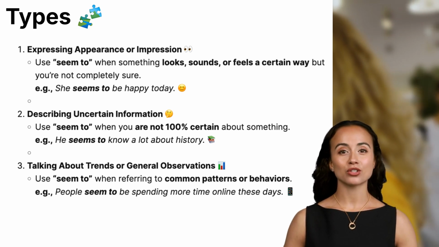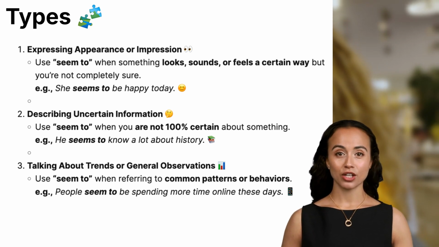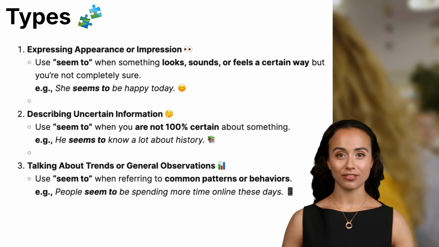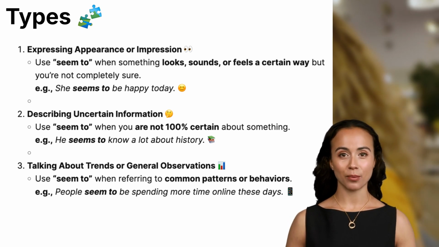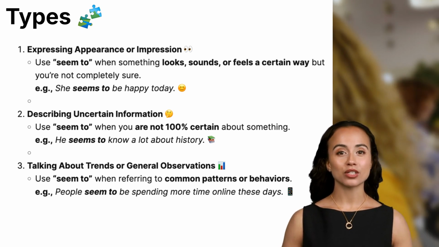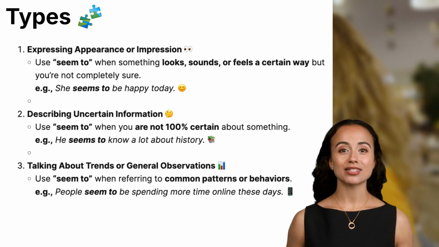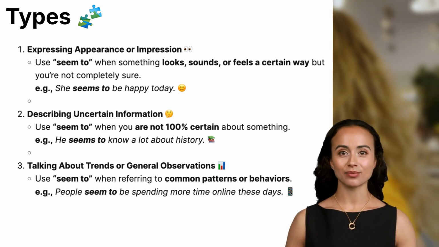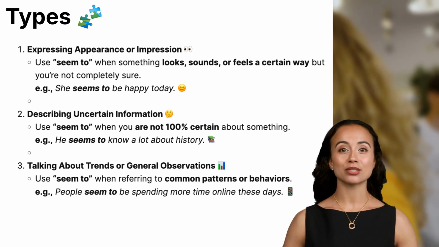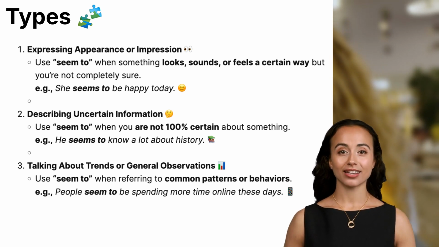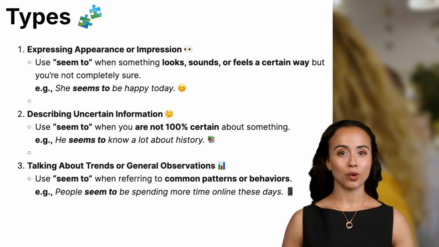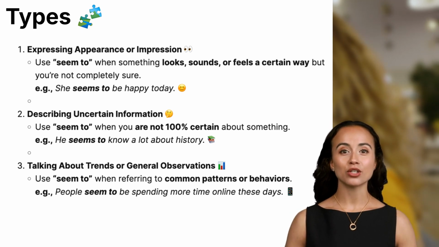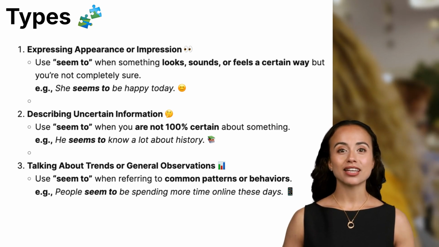3. Talking about trends or general observations. Use "seem to" when referring to common behaviors or trends you've noticed. Example: People seem to be spending more time online these days. This means that based on observations, it looks like people are spending more time online. More examples: Children seem to be learning faster with technology. Companies seem to be hiring more remote workers. If you're describing a general trend or behavior, "seem to" is a natural way to do it.